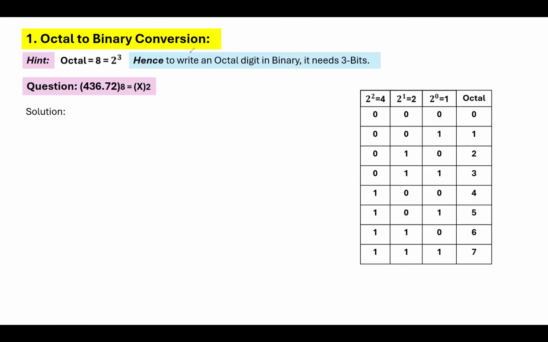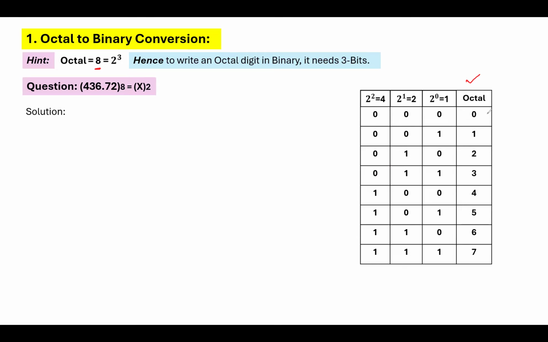To do this conversion, first, what is meant by octal? Octal means its value is 8. We should write this 8 in terms of 2 power n, which is equal to 2 power 3. So 3 bits are required to represent an octal digit in binary form. With these 3 bits, we should develop the truth table to write the octal digits.